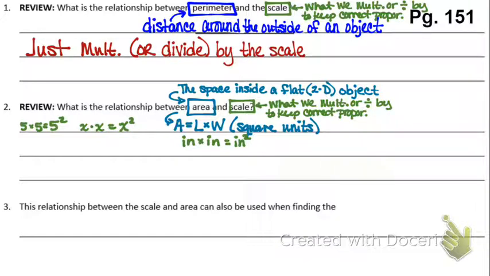So the relationship between area and scale. I want to draw a little picture off to the side, and we're going to see if we can find what this relationship would have to be. So I want to pretend for just a minute that I have this rectangle here, and it's 5 inches by 2 inches. What would the area of that rectangle be? 10 inches squared.